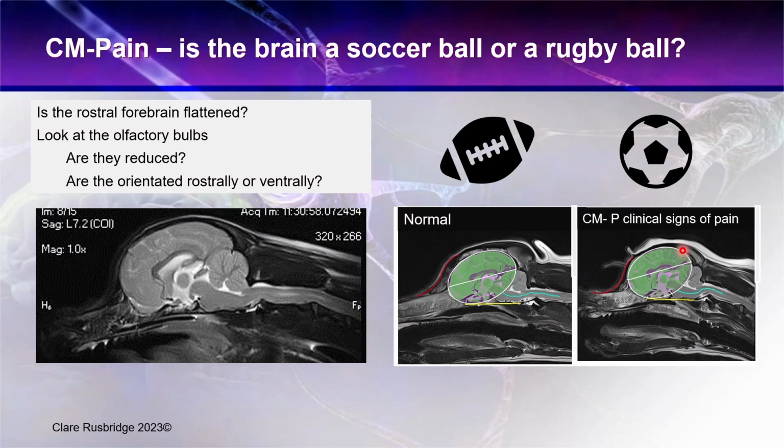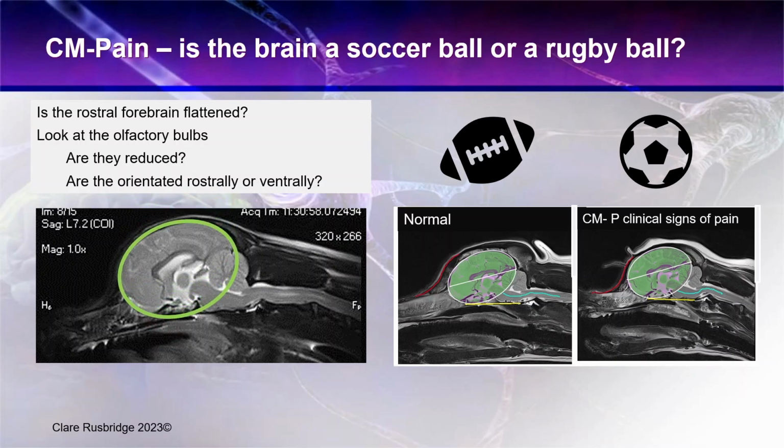As the dog progresses towards a risk of Chiari pain, they become more brachycephalic. The height of the brain gets higher, and the length of the brain from nose to back of skull becomes shorter, so it becomes a more globular shape. So you should also look at the forebrain. Is this being flattened? And look at the olfactory bulbs. Are they reduced? Remember my normals a couple of screens back. And are they becoming more ventrally orientated?